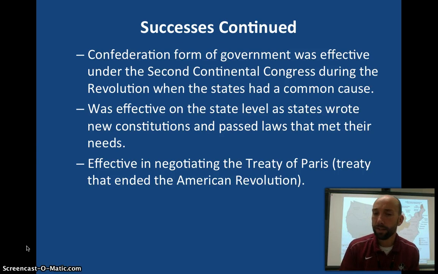South Carolina is not going to necessarily want to help New York. South Carolina wants to help themselves. It was effective on the state level as states passed new constitutions and passed laws that met their needs. And it's effective at negotiating the Treaty of Paris that ends the American Revolution.